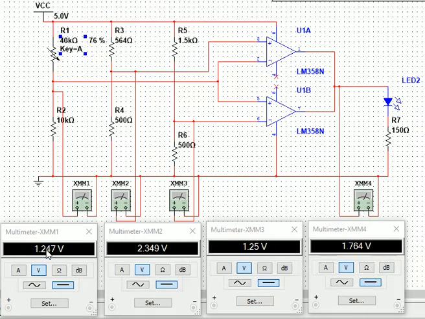1.247. Now we are decreasing, so now the voltage is greater than 1.25, meaning that an object is detected in the range of less than 10 cm. So the LED is on.